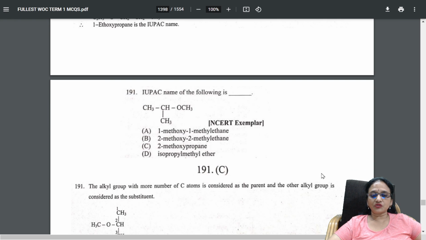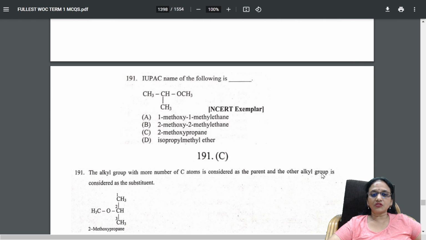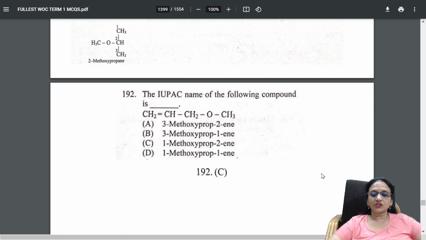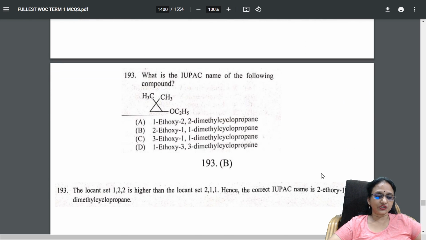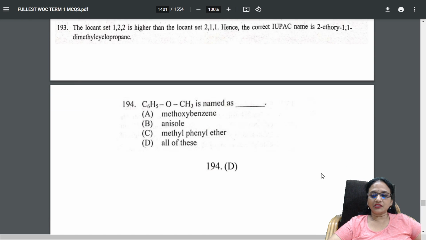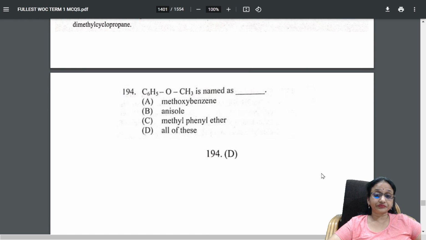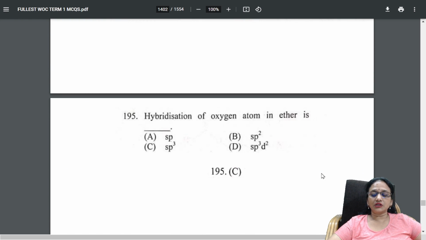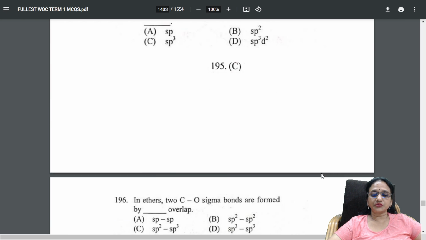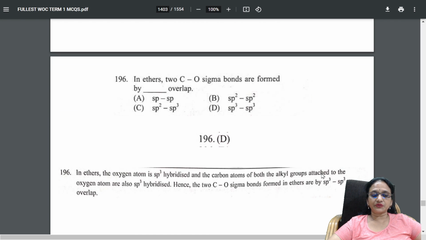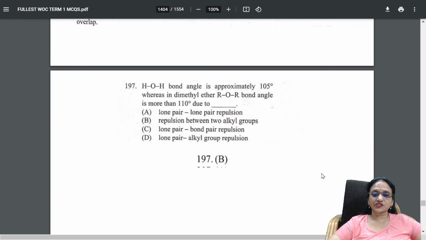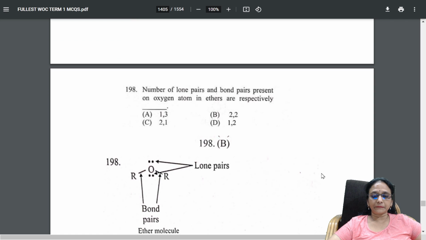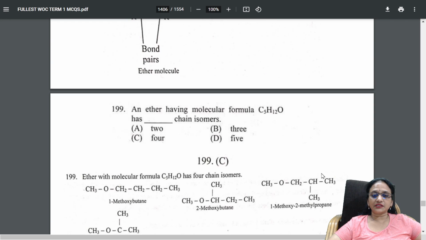So almost all the questions on IUPAC, all the questions on phenols, all the questions on alcohols are given to you, a lot and lot. Ethers are also given, students, at the end. Ether hybridization is given to you. Check different questions like this, and the bond angles of this.